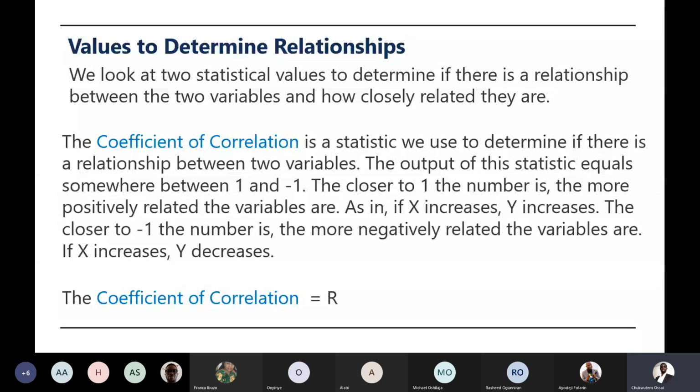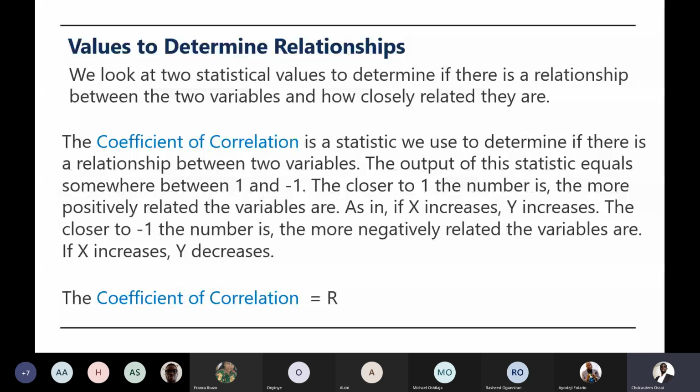And the closer to 1 the number is, the more positively related the two variables are. That is, if the x increases, y also must increase. So it means that there is a positive relationship. But if it is closer to -1, it means that the relationship between the two variables is negative. So I repeat, if the result you are getting is closer to 1, it means that the two variables are positively related. But if the result is closer to -1, it means that the two variables are negatively related. It means that as x is increasing, y is decreasing. But if it is positive, it means that as x is increasing, y is also increasing.